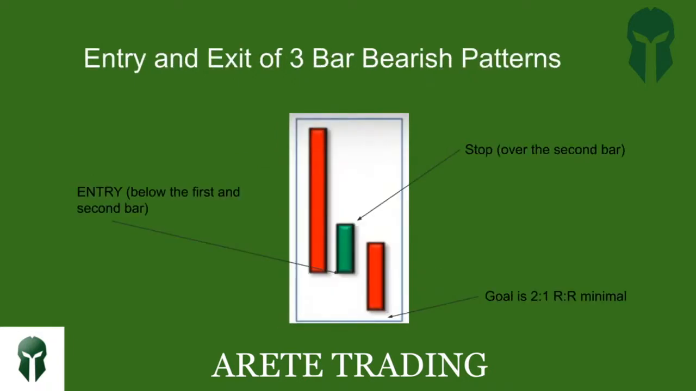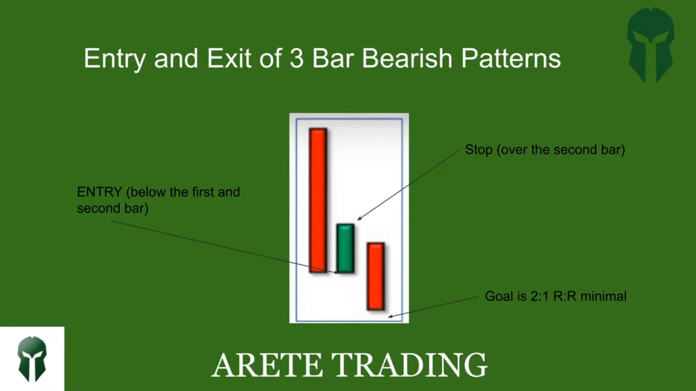Entry and exit of three-bar bearish patterns. Entry is below the first bar and second bar. When you enter again, it's not just below the second bar. It's below the first and the second bar. It's really important to remember that. All right. Stop is over the second bar. So you want to have a stop over that second bar. And then your goal is to be 2 to 1 reward versus risk on the bottom.